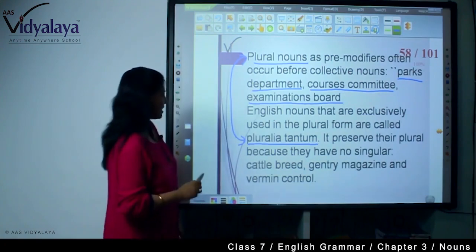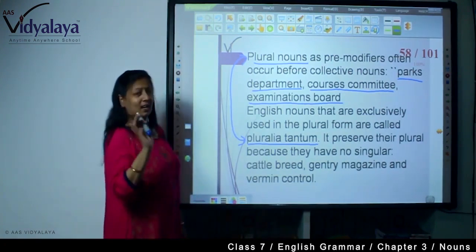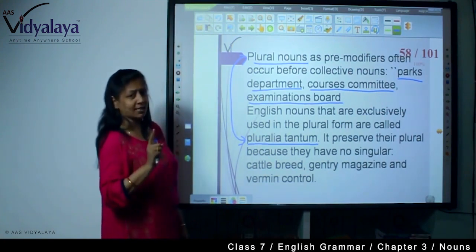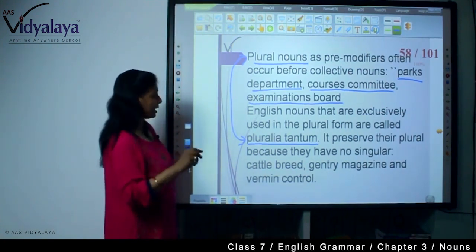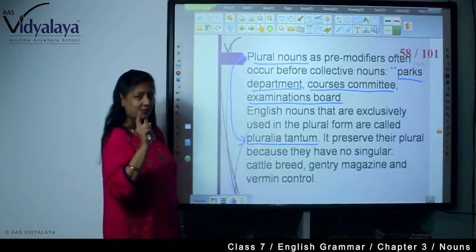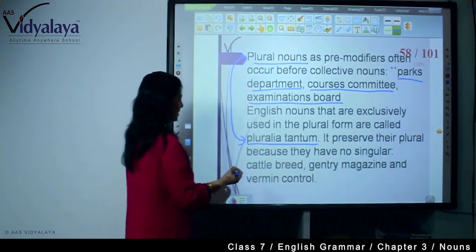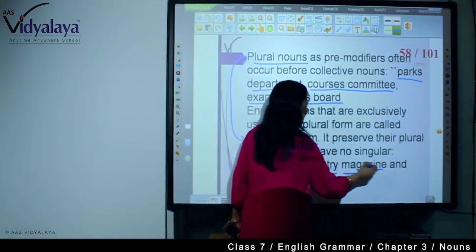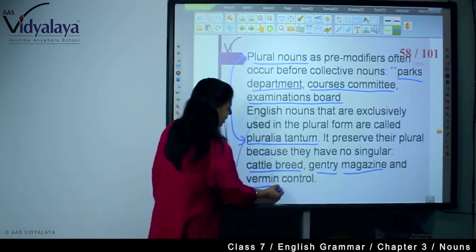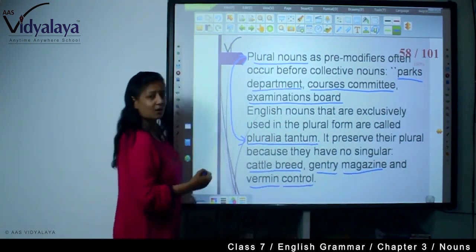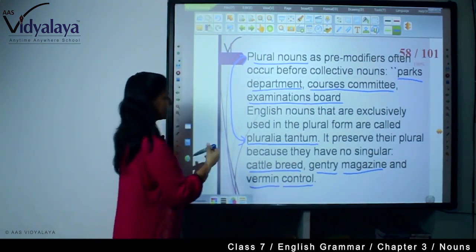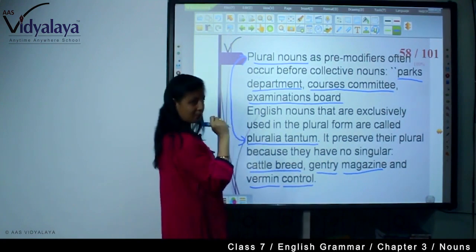These are really sometimes very confusing. It preserves their plural because they have no singular. They don't have any singular, so they always preserve their plural form. For example, cattle breed, gentry magazine, and warming control. See, these are all before the collective noun. So it's like that. They always have their plural meaning.